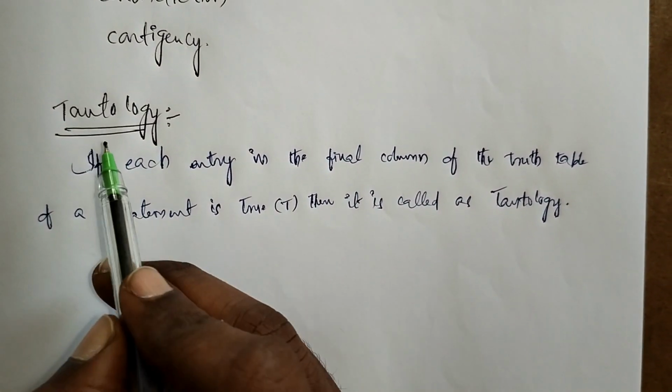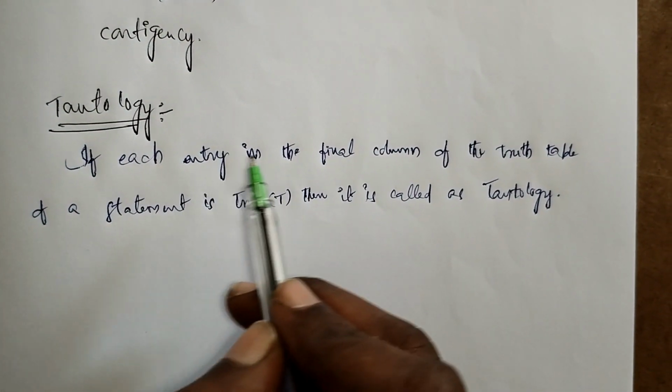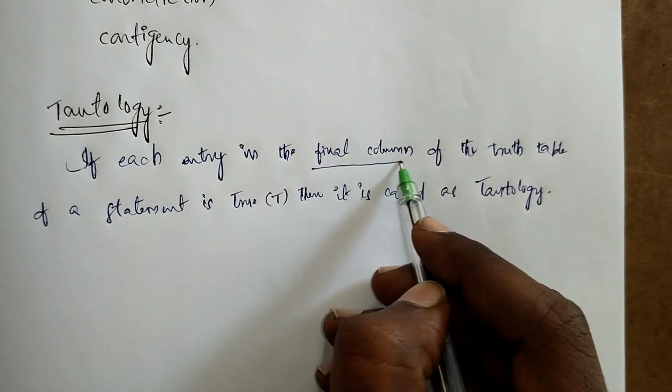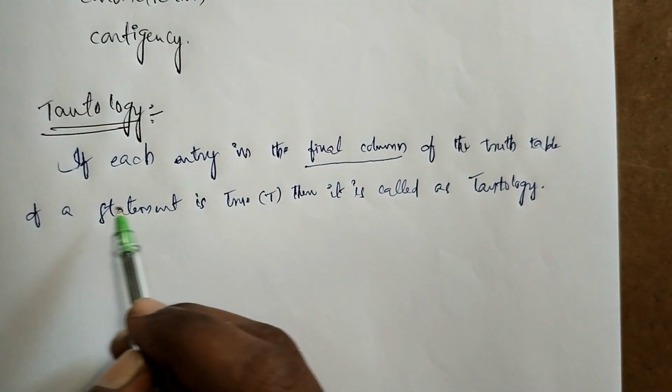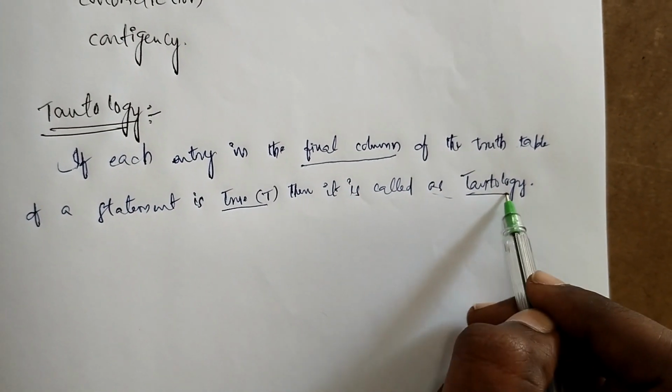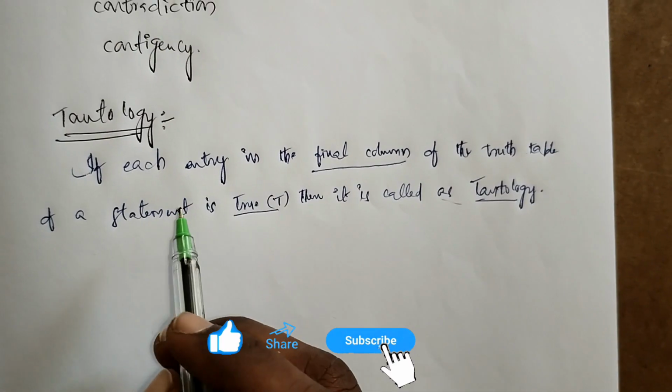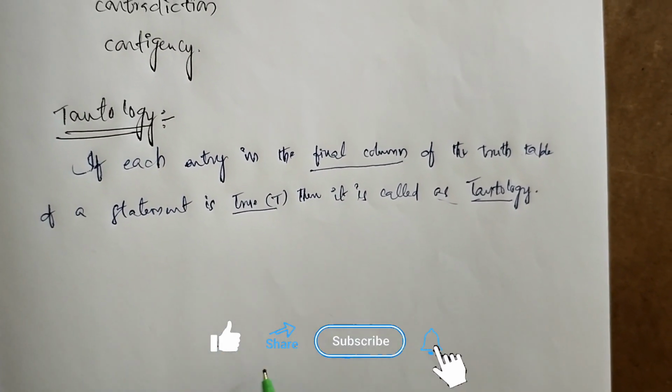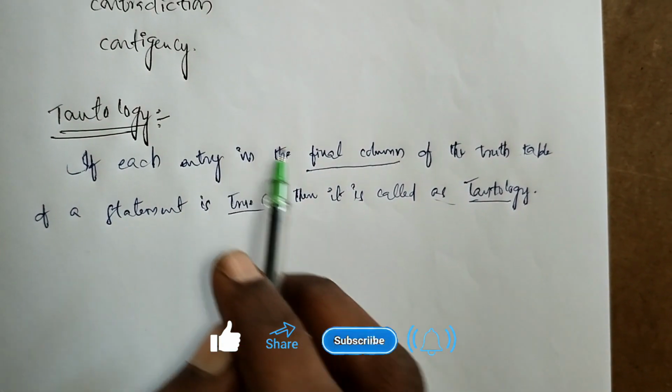So here is the definition of tautology. If each entry in the final column of the truth table of a statement is true, then it is called as tautology. అంటే ఇప్పుడు ఫైనల్గా మనకు వచ్చే కాలంలో అన్ని ట్రూస్ ఉంటే అది టాటాలజీ అంటారు.